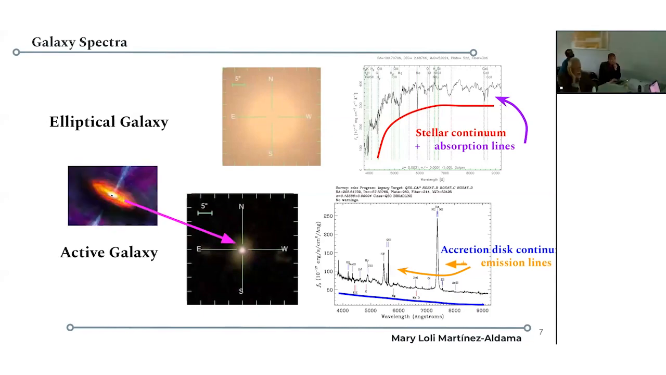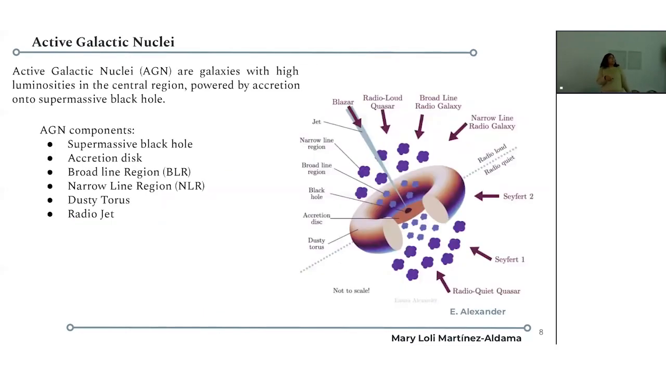Here the continuum is produced by an accretion process around a supermassive black hole. And this supermassive black hole is more luminous than the complete host galaxy that we have. So everything that we are seeing here is occurring at the center of the galaxy. That's why these objects are known as active galactic nuclei. Active because the accretion disk is accreting a lot of material compared with the other galaxies. So in this spectrum, we are observing the accretion continuum, and also the emission lines. So it's completely different, but it's still a galaxy.